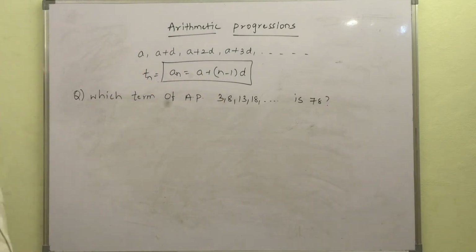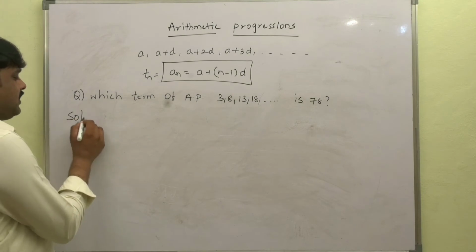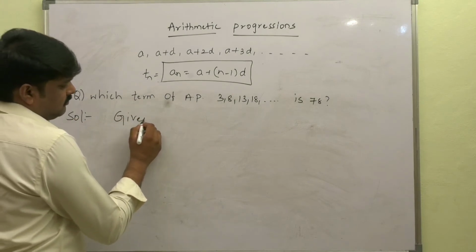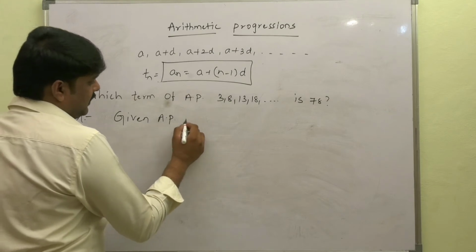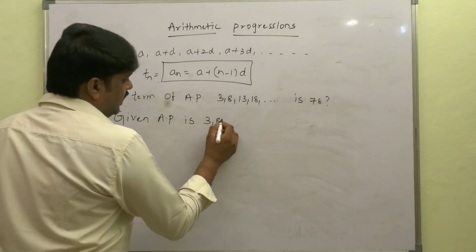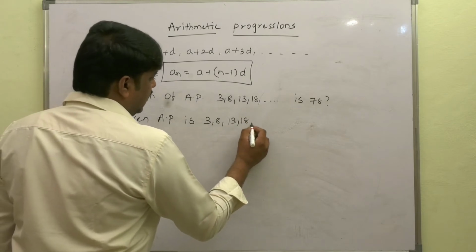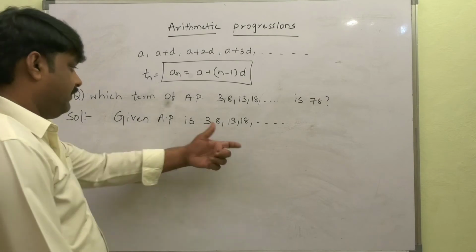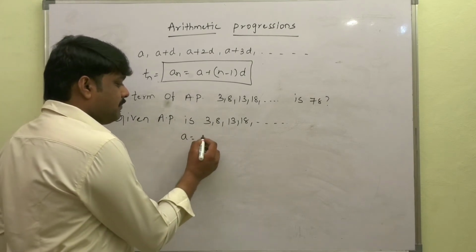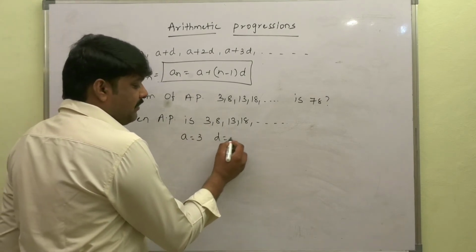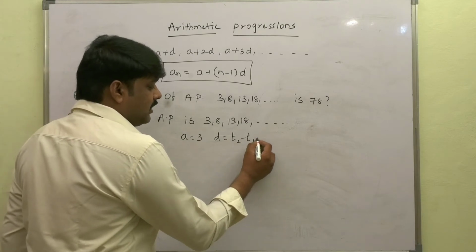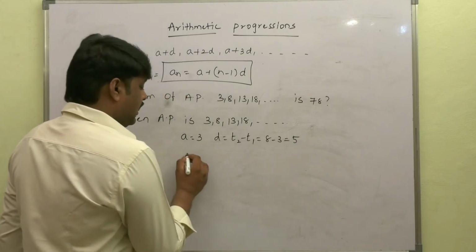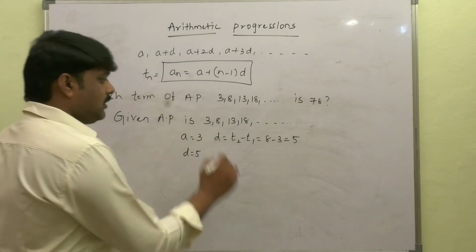క్వశ్చన్ ఇచ్చింది ఇది మనకి. సరే, given AP, let us write. Given AP is 3, 8, 13, 18 and so on. AP ఇయ్యంగానే ఫస్ట్ టర్మ్ రాసేద్దాం. 3, కామన్ డిఫరెన్స్ T2 minus T1, 8 minus 3 ఎంత, 5. అంటే D వాల్యూ మనకు 5 వచ్చేసింది.